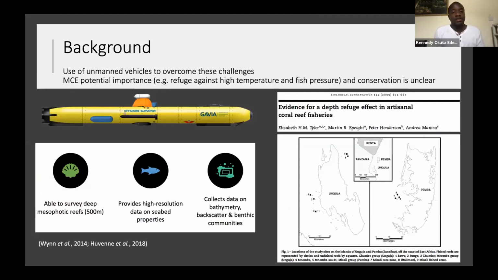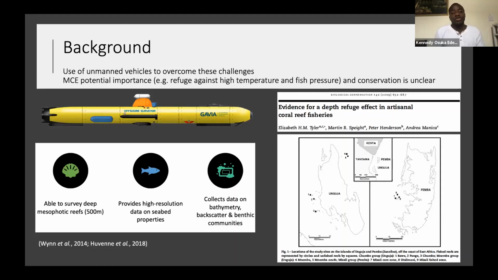But in recent years, there's been an evolution in technology, and unmanned vehicles have really become essential in overcoming these challenges. Autonomous underwater vehicles such as this Gavia are able to do great surveys of deep environments up to 500 meters. They also have the ability to provide high resolution data on seabed properties. Above all, they collect a number of data, including backscatter and bathymetry, and also take photographs that give evidence of the benthic community.